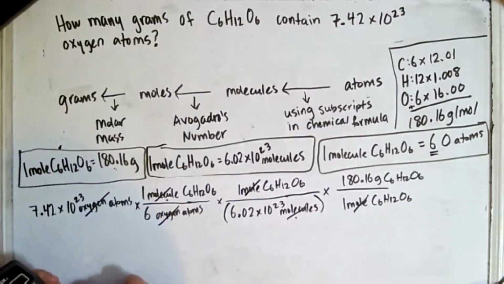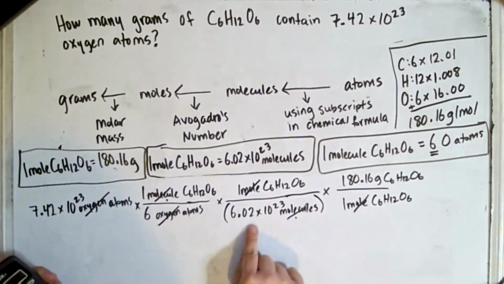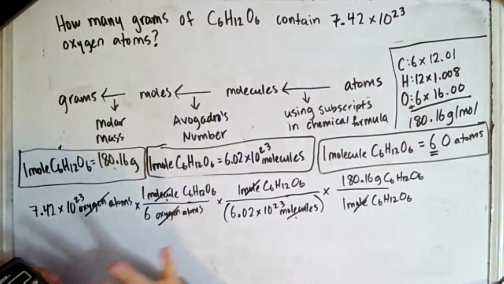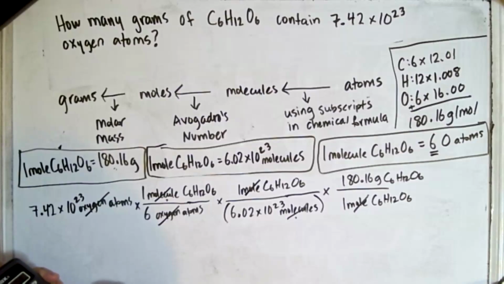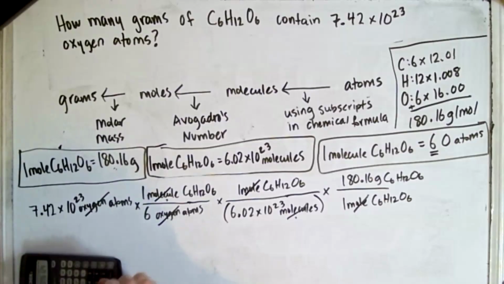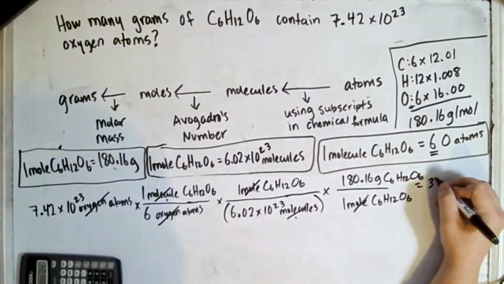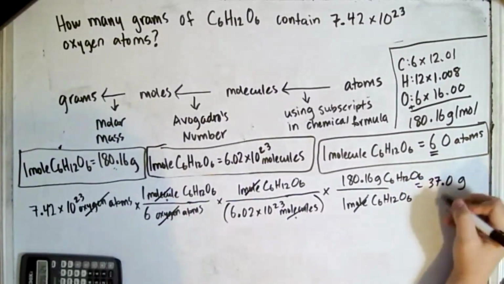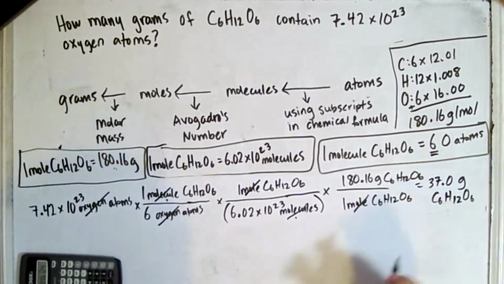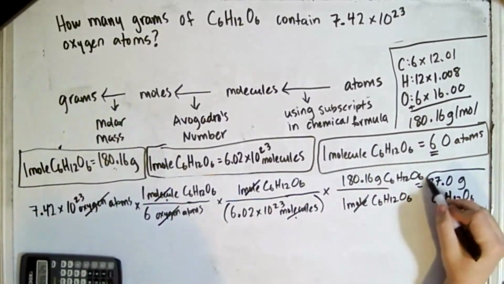So this divided by 6. And then we're going to divide this by Avogadro's number. Again, make sure that's in parentheses or it's going to throw your order of operations off. And then we're going to multiply it by 180.16. And we're going to end up with 37.0 grams of C6H12O6. And that's going to be our final answer there.